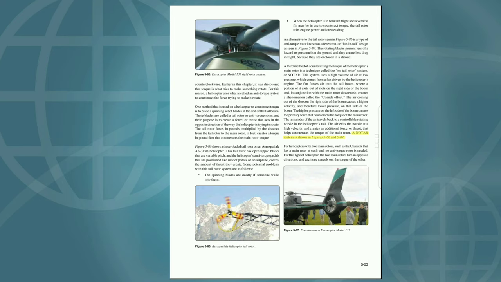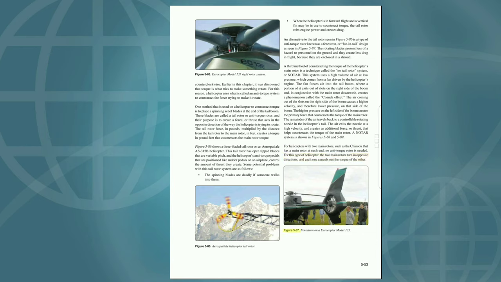A NOTAR system is shown in figures 5-88 and 5-89. For helicopters with two main rotors, such as the Chinook that has a main rotor at each end, no anti-torque rotor is needed. For this type of helicopter, the two main rotors turn in opposite directions, and each one cancels out the torque of the other.